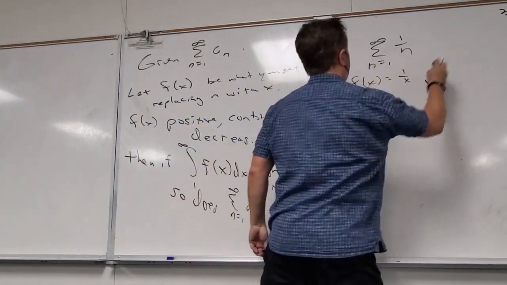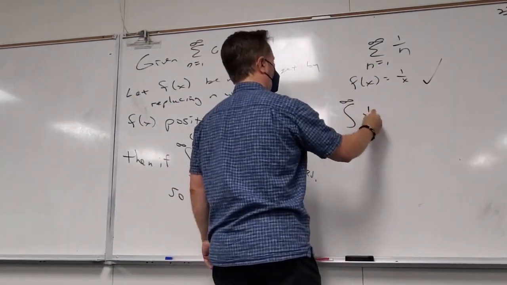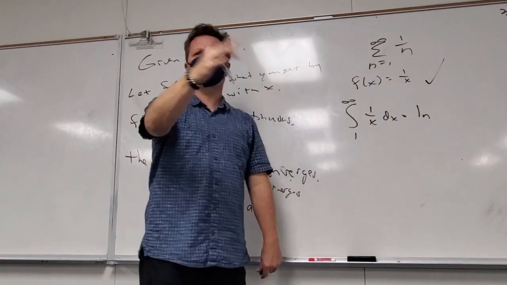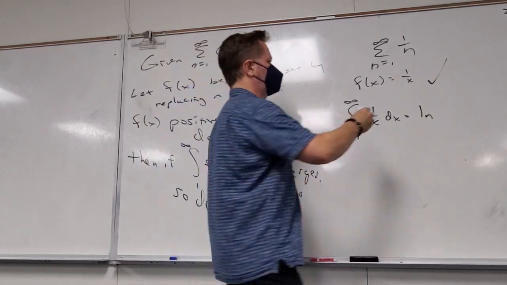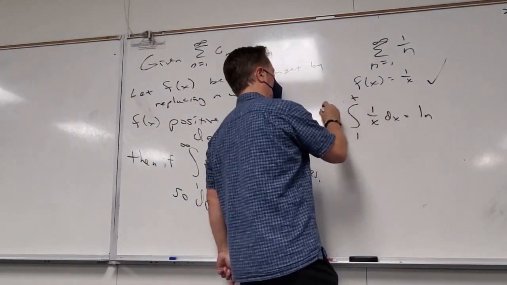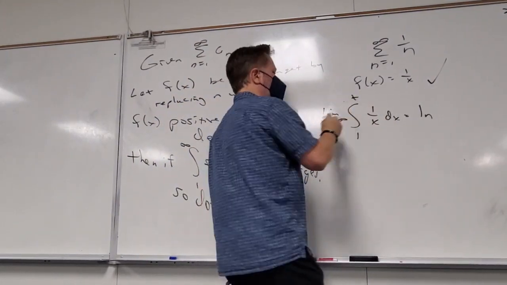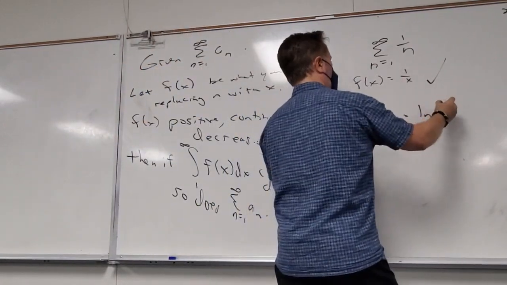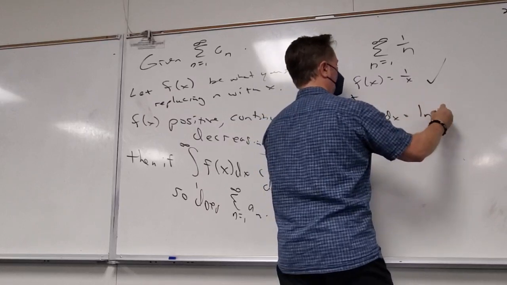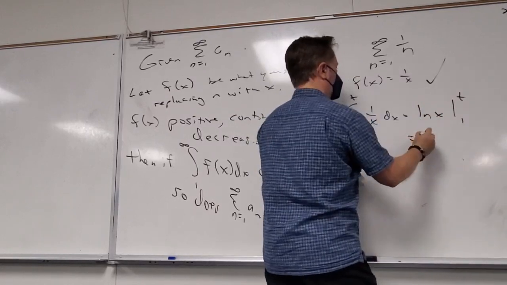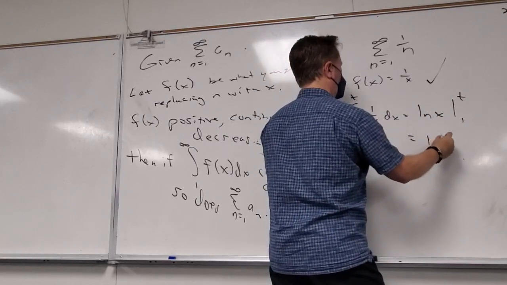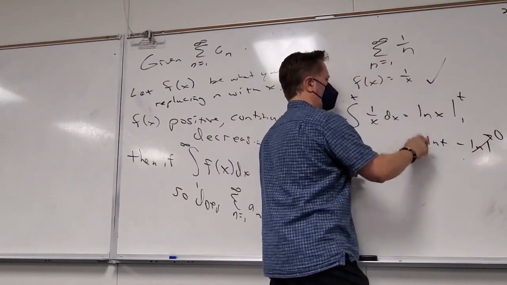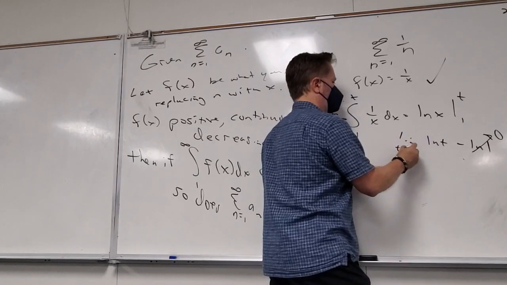Oh, check, integral test. What is the integral of 1/x? Officially, it's the natural log of the absolute value of x, but I don't have to do that because my inputs are positive. And I should really do this, right? You have to do it, but anyway. So natural log of x from 1 to t. So this would be natural log of t minus natural log of 1. That's 0. And what's the limit as t goes to infinity of natural log of t?